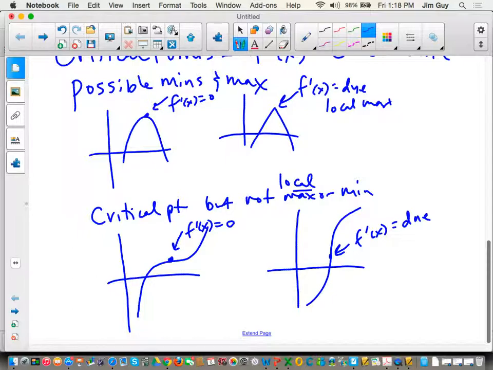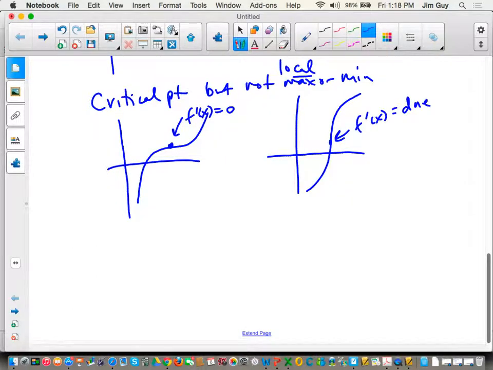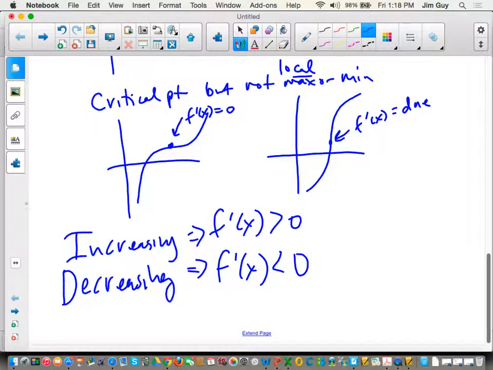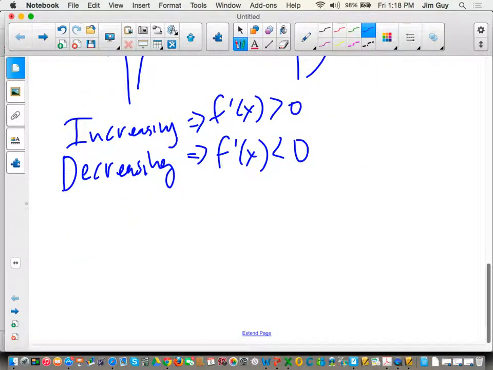All right. The other thing we said, increasing, decreasing. We'll make sure we get this down here. Increasing. This is where f prime of x is greater than 0. Decreasing, just simply where you have the negative derivative. And what else did we say?